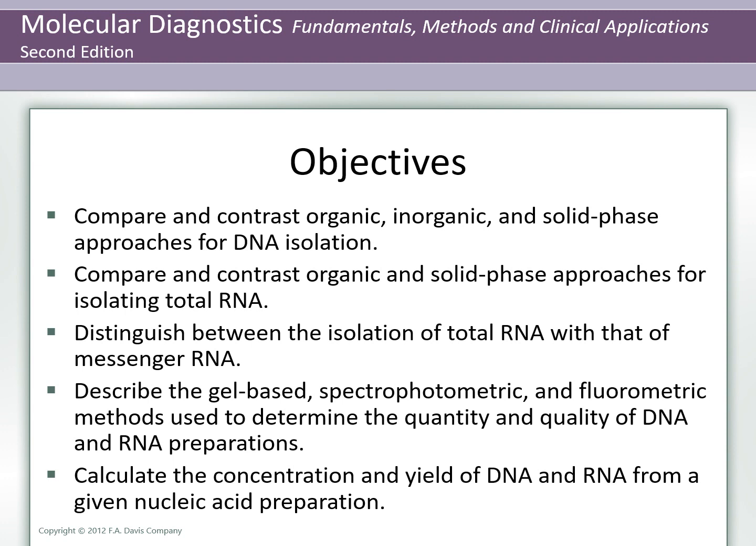comparing and contrasting organic and solid phase approaches for isolating total RNA, distinguishing between the isolation of total RNA with that of messenger RNA, describing the gel-based, spectrophotometric, and fluorometric methods used to determine the quantity and quality of DNA and RNA preparations, and calculating the concentration and yield of DNA and RNA from a given nucleic acid preparation.